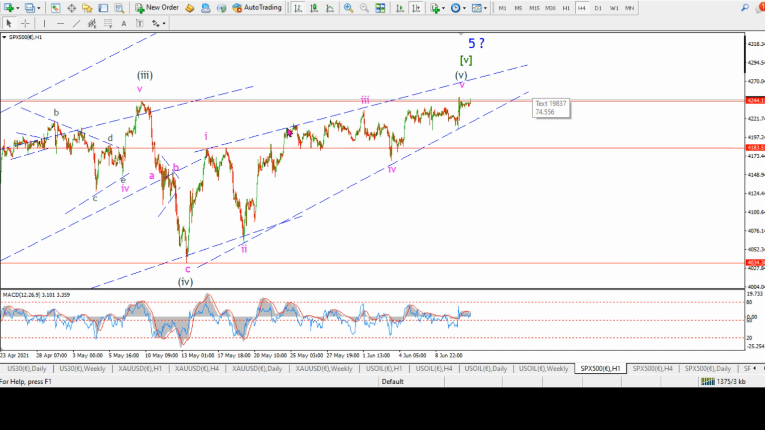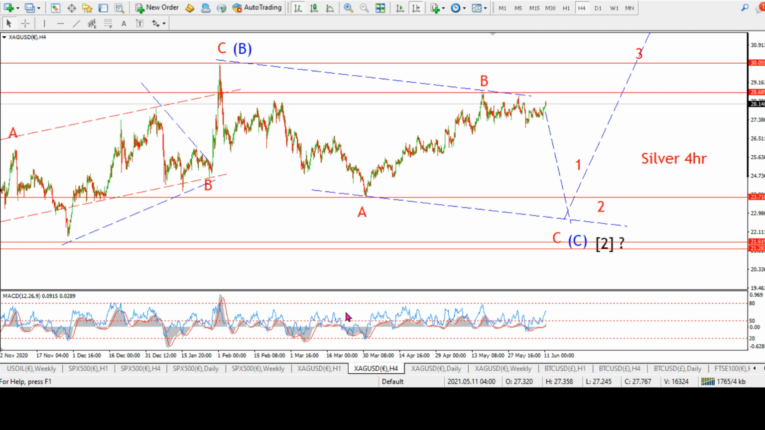Okay, let's move on to silver. The odds are that wave B is in and that we're moving down into wave C, but we haven't had confirmation of that just yet. If we get into the hourly count here, I'll show you, wave C is expected to at least break 23.70, but probably fall towards $21 before it's complete.